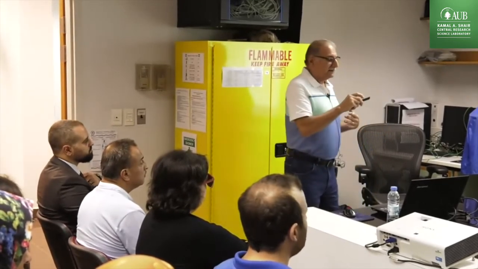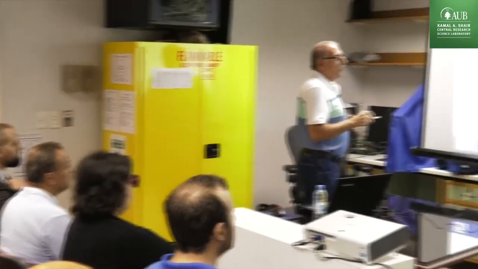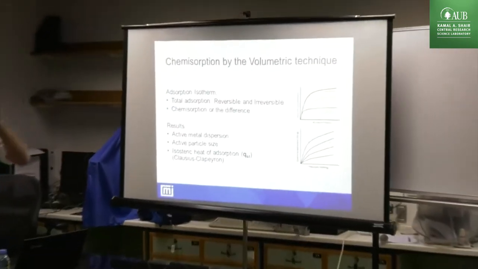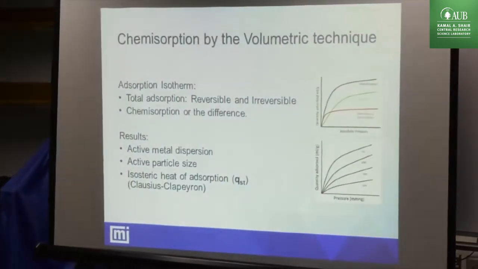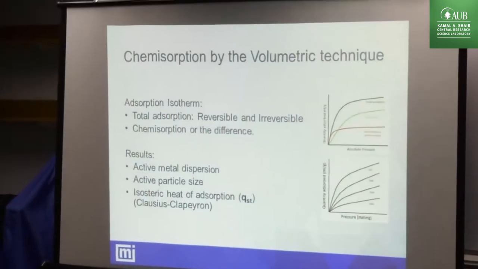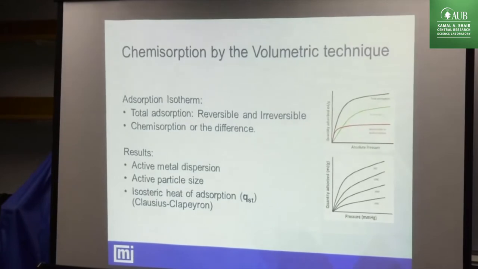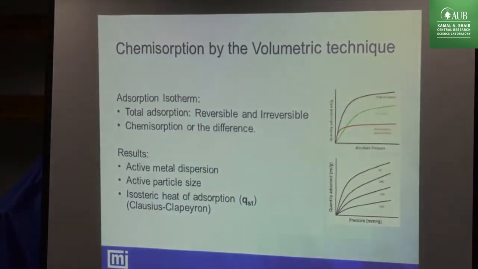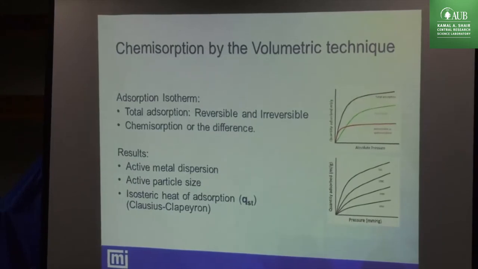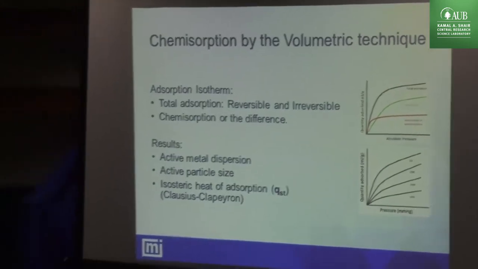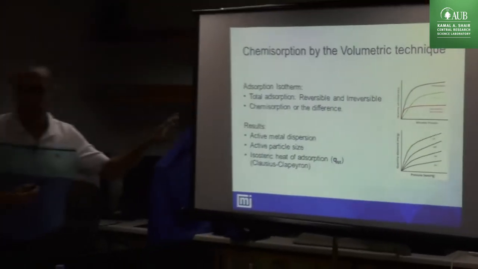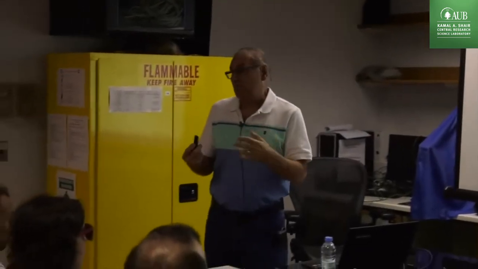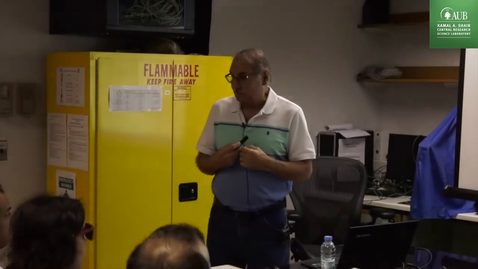Okay? So in this case, we say with CO we have 1:1. So the quantity of molecules of CO adsorbed is 1 CO per 1 nickel. If I know how many CO have been adsorbed, we can tell how many nickel atoms I have on the surface. Then I know the total was 5% at the beginning when I prepared my sample. The CO tells you that you have 3% on the surface. So 3 divided by 5 gives you 60% dispersion.